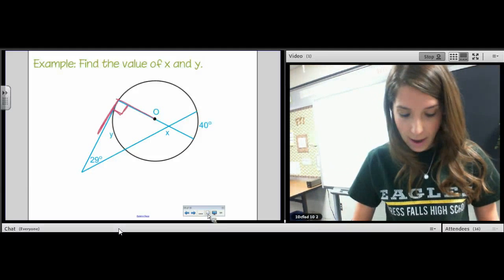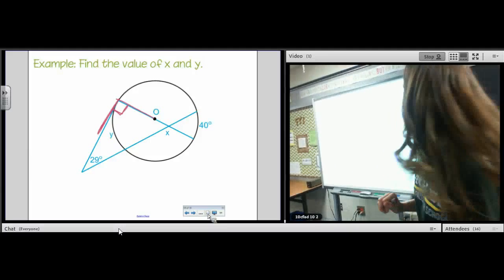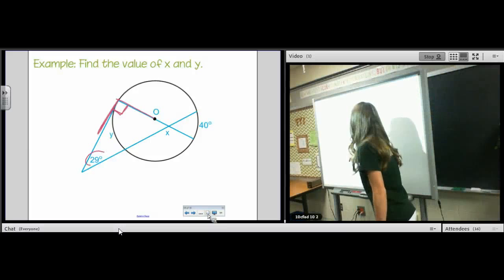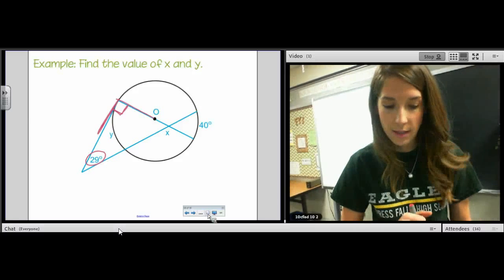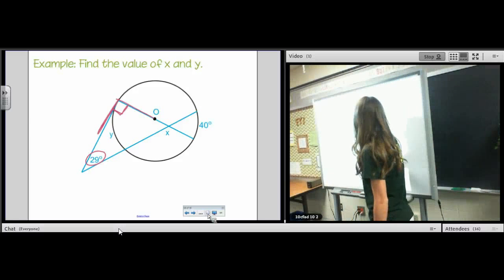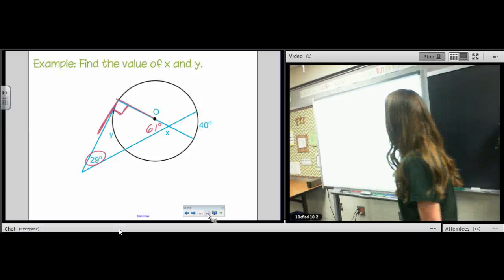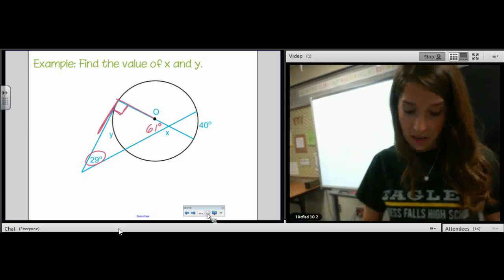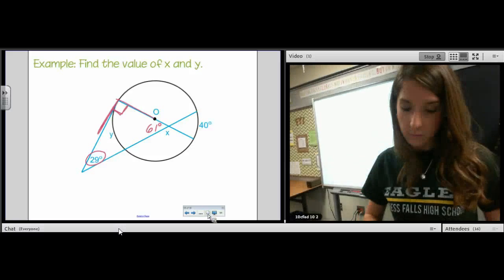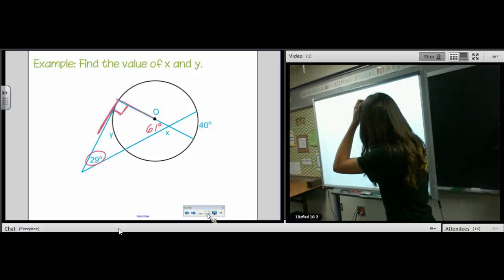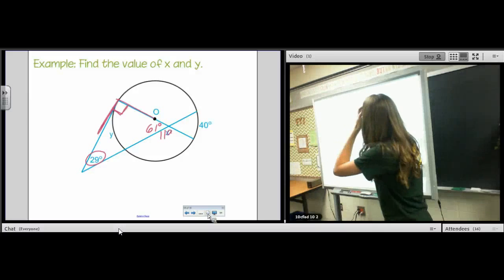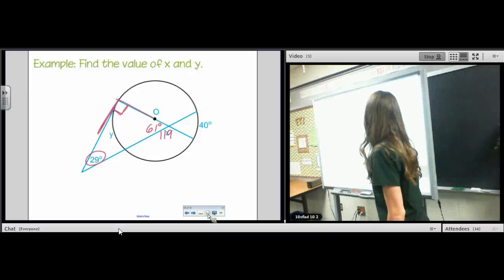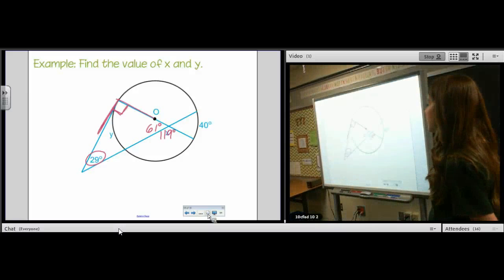Then I can use right triangles. And if this one's 29, then it's the complement of this other one. So I subtracted from 90, and I got that angle, 61. So now I can just find the linear pair of 61. 180 minus 61. So this angle is 119. And now I need to find y.